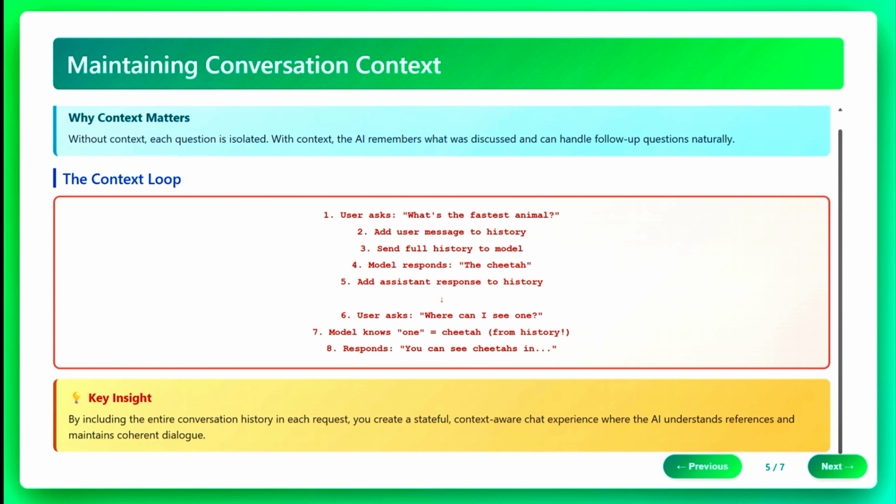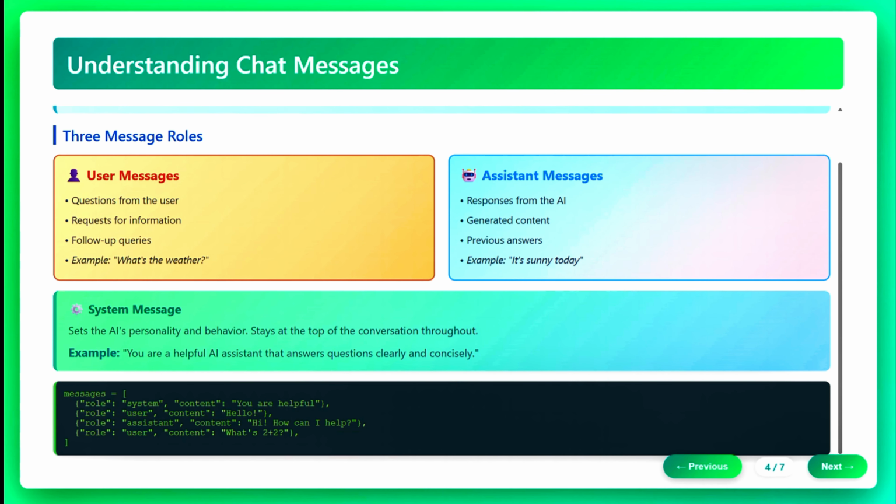Your code bundles that up, the system message plus the user message, and sends it over the phone line to your deployed model. The model processes it, thinks about it, and generates a response. So system message, user message, assistant message.